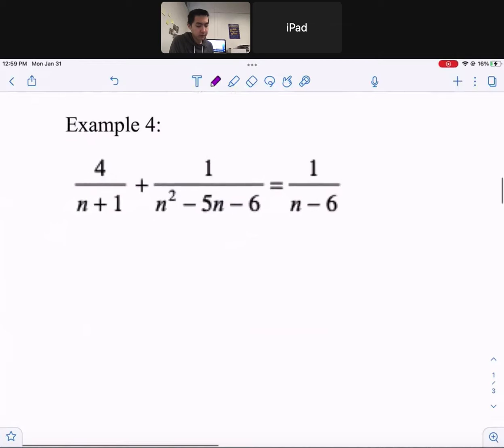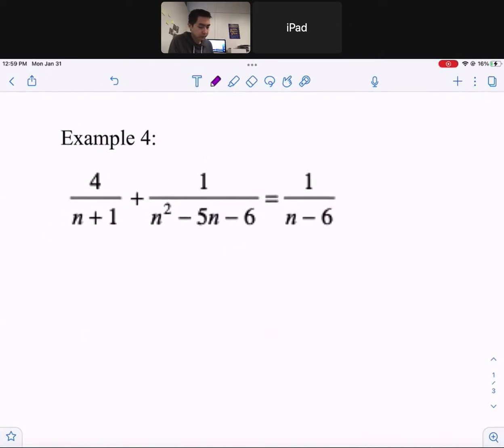Okay, now we're going to get to here. This is confusing, and the reason why is that we need to factor that trinomial. So n minus 6 times n plus 1, using your x method. That will be your factors.